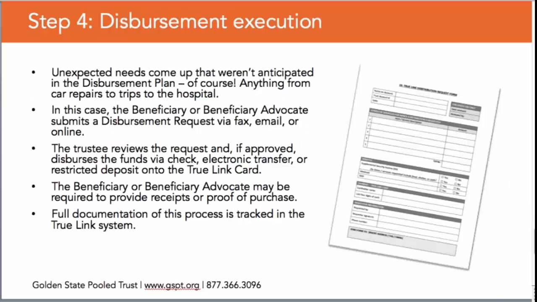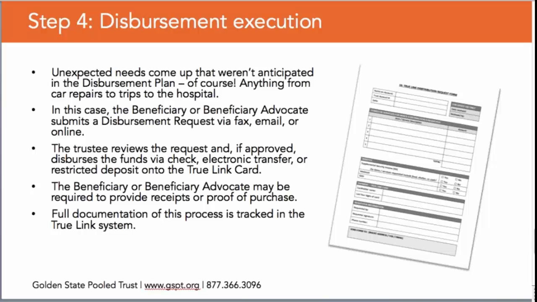So the last piece here, step 4, is, what we've been talking about is you have a strategy, you put it in place, you schedule a recurring disbursement, you give somebody a TrueLink card. Then there's just ongoing execution of disbursement and unexpected needs that come up that weren't anticipated in the disbursement plans. So this could be anything from a car repair to an emergency trip to the hospital. So in this case, the beneficiary advocate or the beneficiary submits a disbursement request via fax or email or online, or I think in true emergencies by picking up the phone.